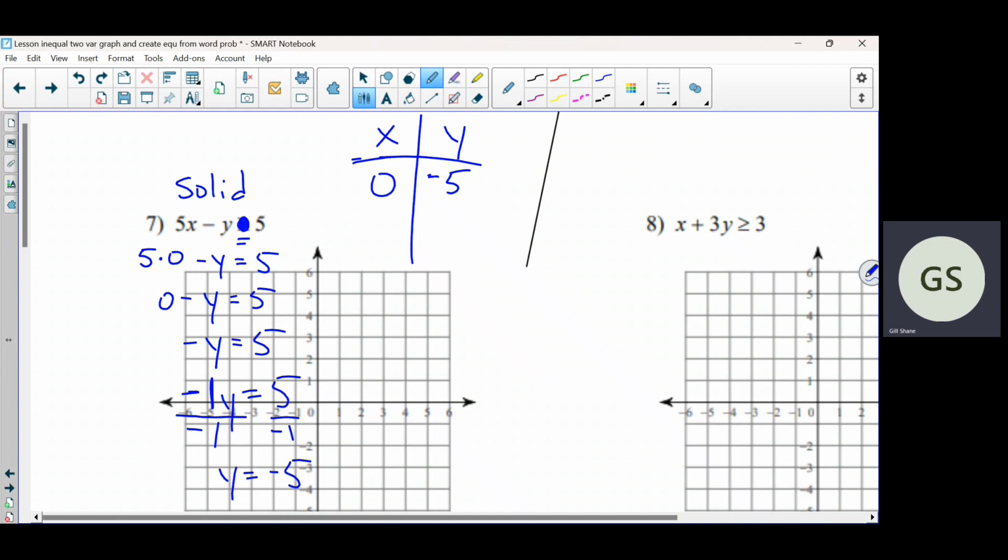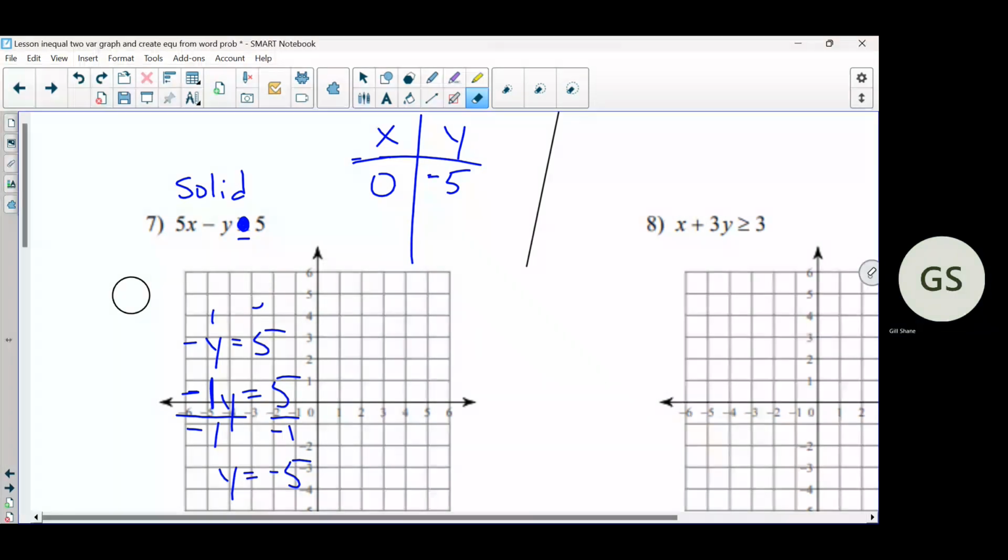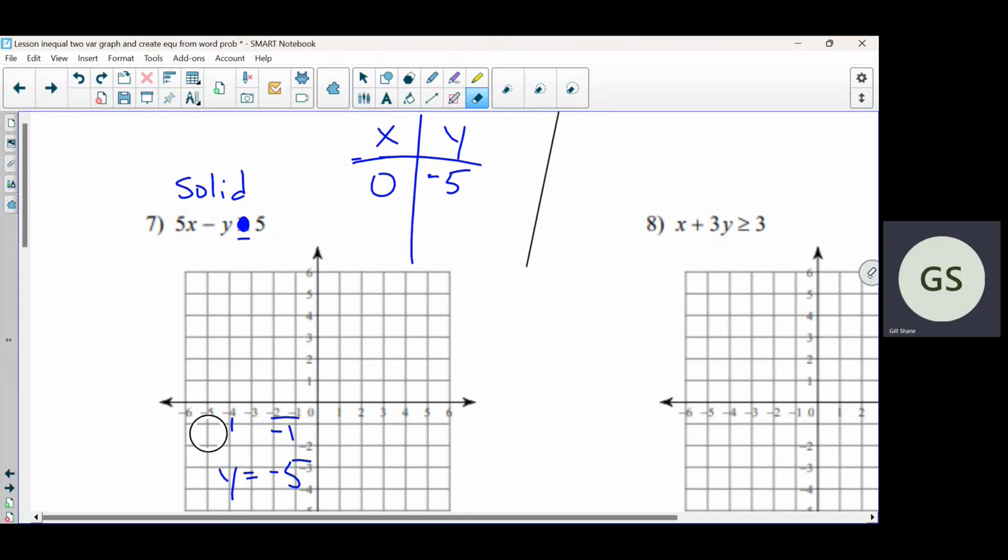Now pick another x. Or sometimes you may want to pick a y. Picking a y might be easier. Any questions on that one? Sometimes picking another x is easier. Sometimes picking a y value is easier. I'm going to pick a y value just to show you how to do that. And I'm going to pick 0 again. Again, 0 makes my math pretty easy.